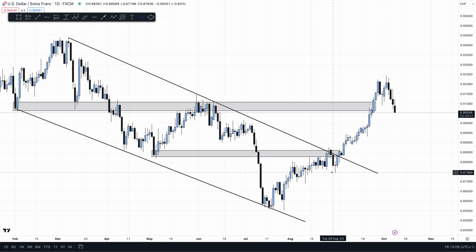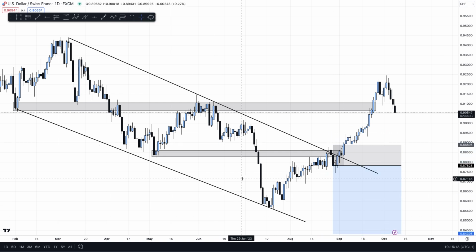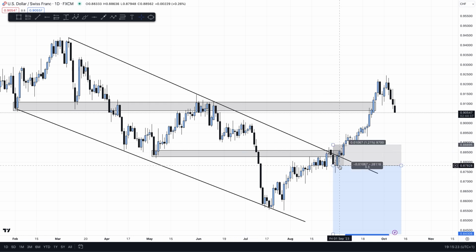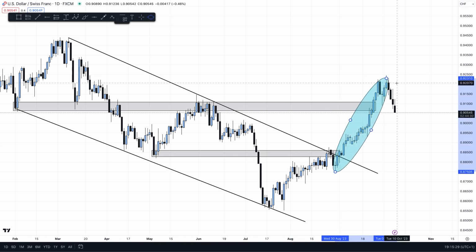So my question to you would be, how many people do you think are selling at this level? Selling right there, stops above, looking for that next continuation. And the answer is a lot of the market. A lot of the market would have been looking to sell. However, that didn't take place, and then we had a huge impulsive move to the upside. So that's a very impulsive move that we have there.